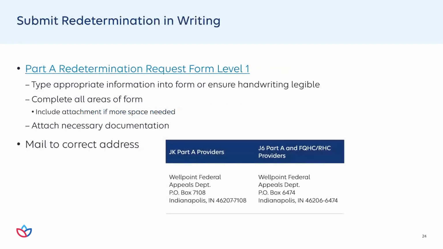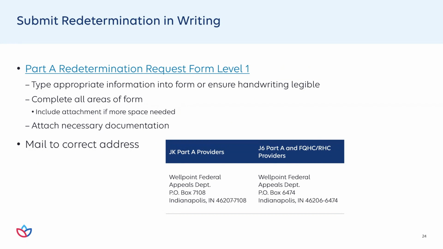So we're still on your level 1 appeal. There are a few different ways in which you can submit your appeal. Once again, we've hyperlinked the Part A redetermination request form for level 1. You can type your information right into that form, or you want to ensure your handwriting is legible. My handwriting is terrible, so if I can type right into a form, I'm certainly going to do so. But if you don't have that option, make sure you are writing slowly and clearly, so once it comes through to us, we can see what you're requesting.